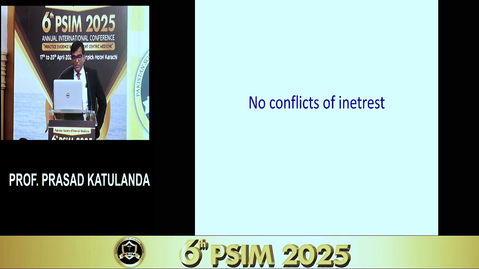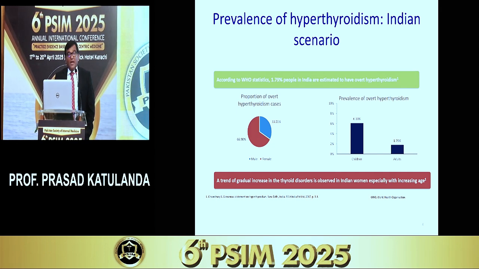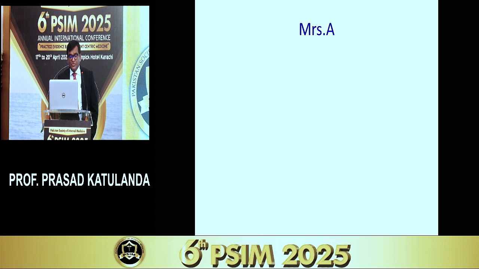So what I plan to do during these 20 minutes is to give you a practical update based on several cases on thyrotoxicosis. These are the broad objectives. And I have looked into some data, and based on this study from India, nearly 2% of the people in the population have active thyrotoxicosis. So it's not an uncommon problem.